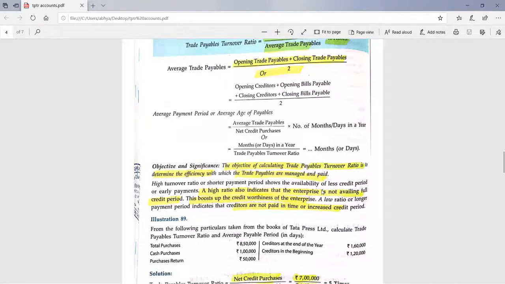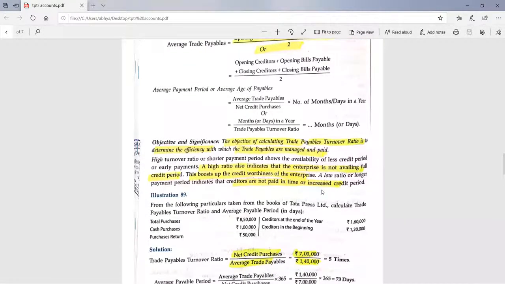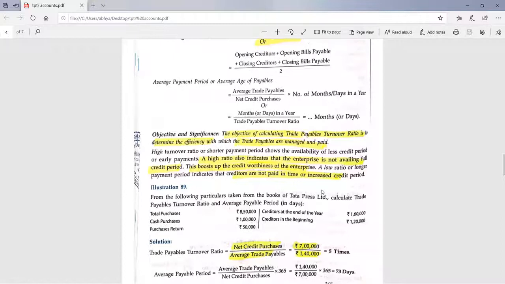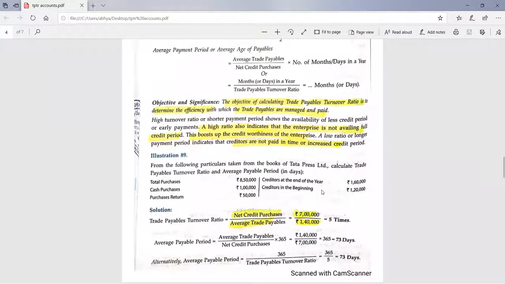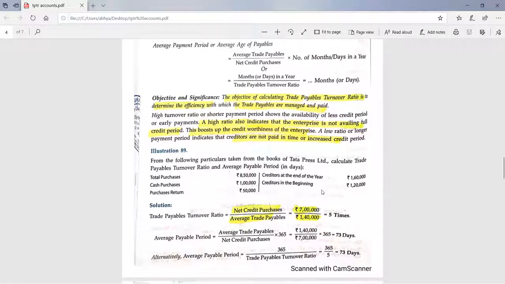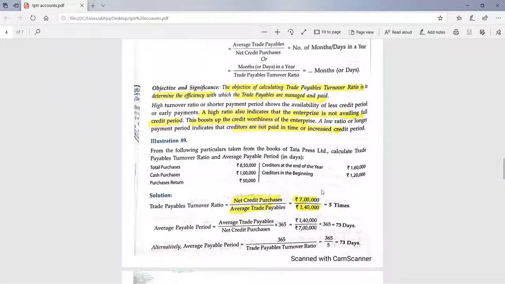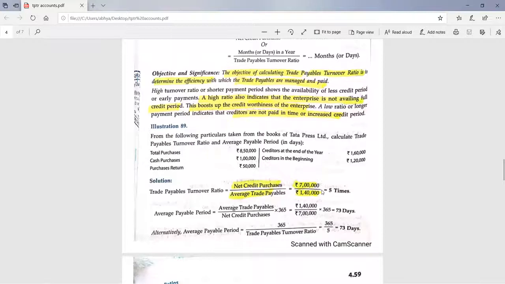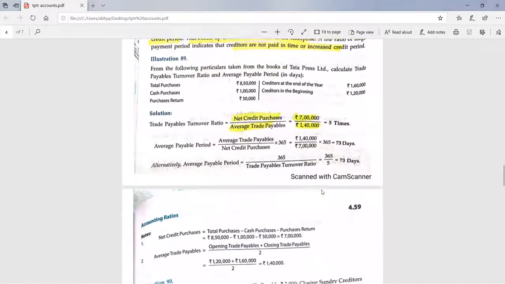So again, the total purchases are 8,50,000, but here we have to consider the credit purchases. So total purchases minus cash purchases minus purchase returns will be equal to net credit purchases, 7 lakh, upon average trade payables, creditors in the beginning plus creditors at the end divided by 2. 2,80,000 divided by 2, which is equal to 1,40,000. So the answer is 5 times. Very good, students. Now going to the next question.